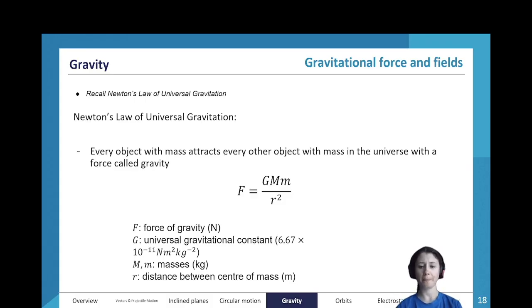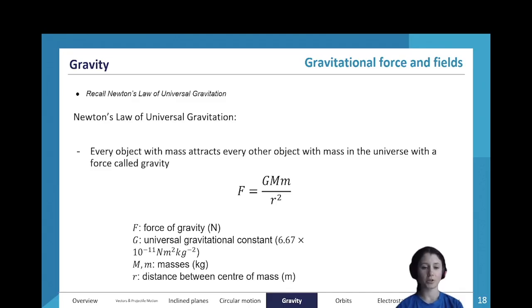So, every object with mass attracts every other object with mass in the universe with a force called gravity. And here we have an equation, F equals G m M over r squared. So, the gravitational force attracts every other object with mass. So, an object with mass in a gravitational field will be influenced, alright?